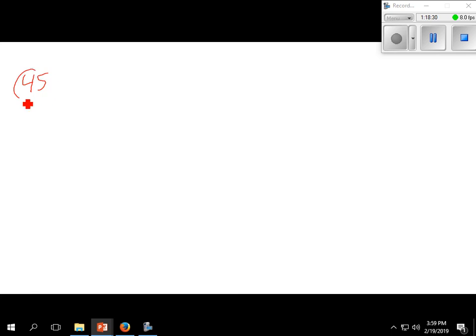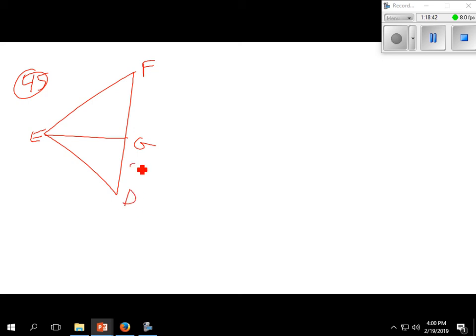45 gives you a picture of a triangle, looks something like this. That's E, that's G, that's F, that's D. They tell us this is 3x plus 1, and this is 5x minus 17. And they tell us that segment EG is a median.